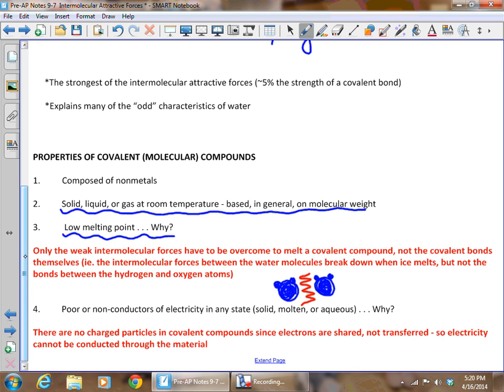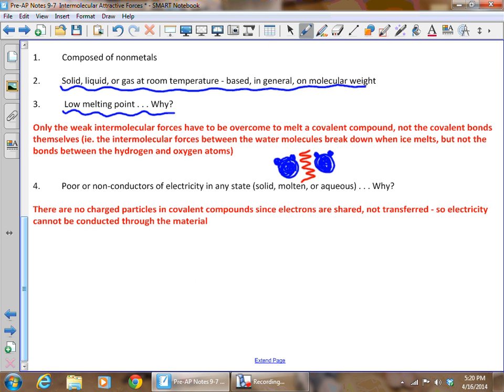Now, they're horrible conductors of electricity in any state. Remember, we could get ionic compounds to conduct electricity if they could move, if they were solid or melted, because they have charges, they have ions in them. So as soon as you get them started moving, you've got those moving charged particles, you've got electricity being conducted. But think about it, covalent compounds don't have ions. If there are no ions, if there are no charges, it doesn't matter how much they move, they can't conduct electricity. So no charged particles means no electricity being transferred.